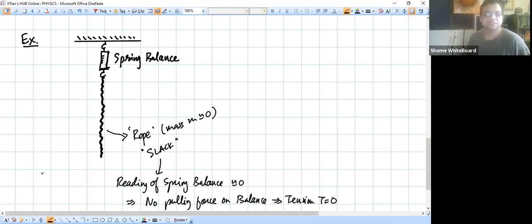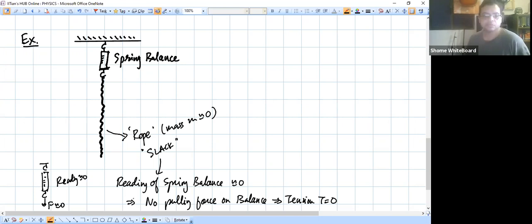The spring balance basically measures weight by measuring what is the pulling force here. Okay. So this force is tending to zero. So the reading is tending to zero. So the fact that we will actually measure that the reading of the spring balance is zero shows that there's no tension in the string.